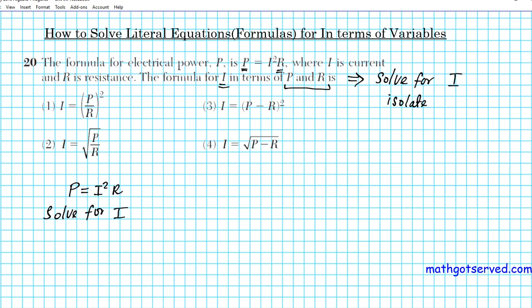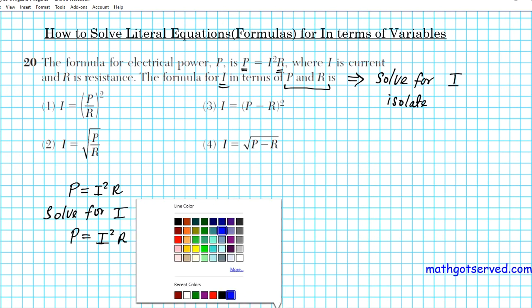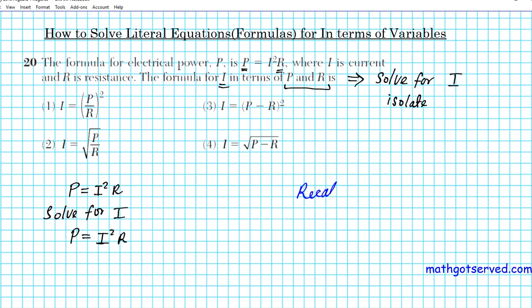Before we get started solving for I in this equation, let's do a real quick review of our inverse operations. Recall that the whole idea of inverses involves undoing an operation. If you want to isolate a variable, you have to break its relationship with other variables or constants around it. So you need to use the appropriate inverse operation to undo the existing operation that you have.